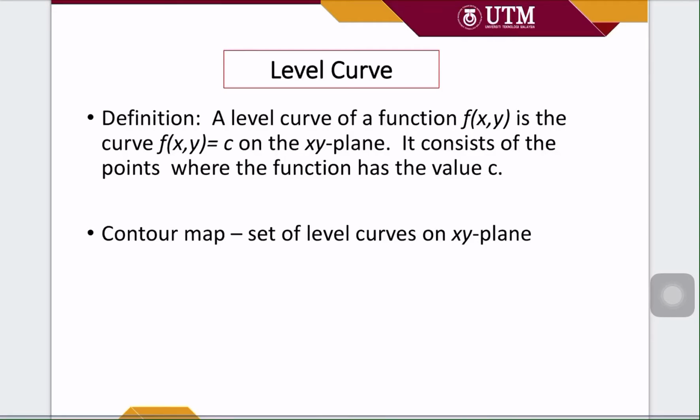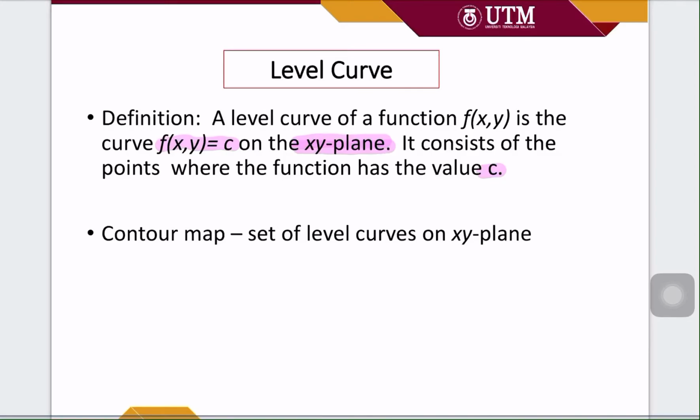Alright, so the definition: a level curve of a function f(x,y) is the curve f(x,y) equal to c. We make it equal to a constant, on the xy plane. Remember, the xy plane. This level curve is created at the xy plane. It consists of the points where the function has the value c. So we can determine the value of c: c equal to 0, 1, 2, or c equal to negative, and so on.